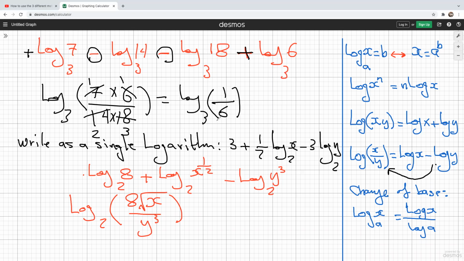You cannot simplify this unless you do change of base. But I'm just trying to make a point that if you have lots of negatives inside and you don't know where everything goes, then anything that has a positive goes on top, those numbers here. Anything that has a negative goes on the bottom. That's how you do this.